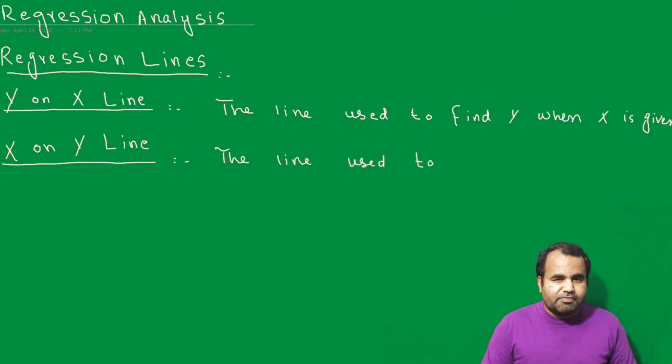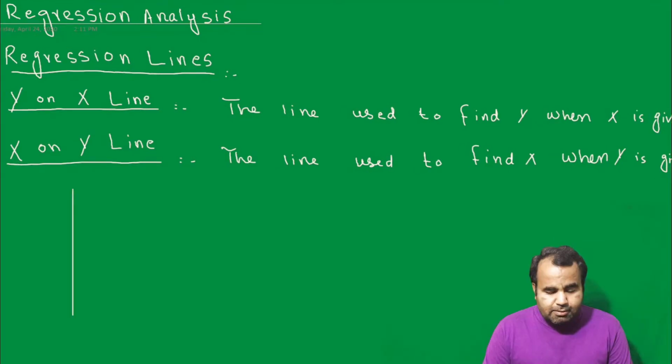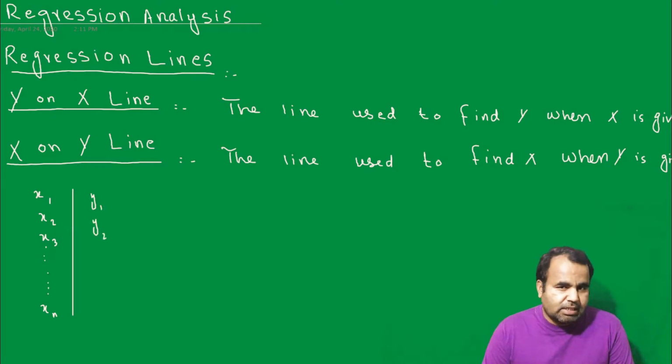After defining regression lines, we will move to the sample points. We take points x1, x2, x3, x4 and so on up to xn, and the corresponding values of these points are y1, y2, y3 and so on up to yn. Regression is the relation between the two variables. The first variable is x and the second variable is y, and these variables depend on each other.